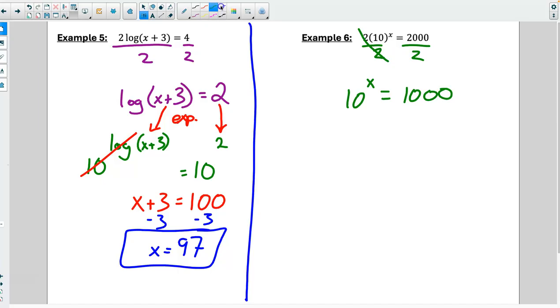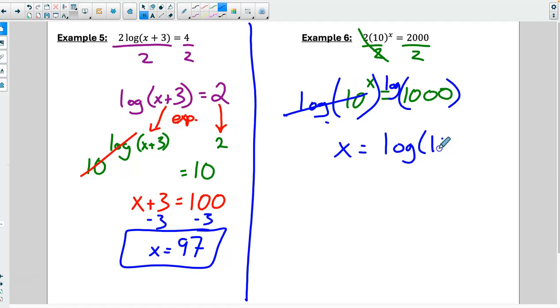Okay. Well, okay, folks, what log do I use? Yeah, I just use log. I don't even have to write anything there because it's log base 10. So I take the log of this side, and I take the log of this side. I'm going to sneak that in there. And that just cancels out because it is log base 10. So I get x equals log of 1,000.